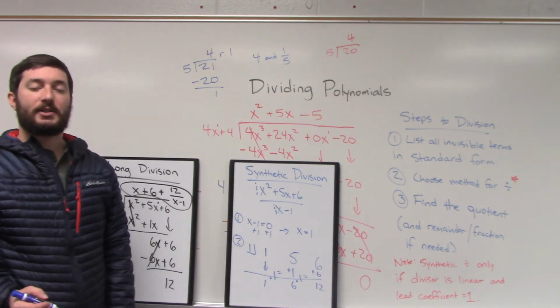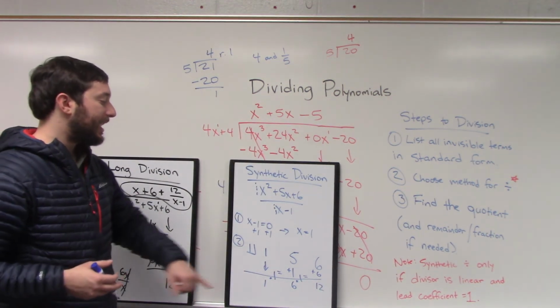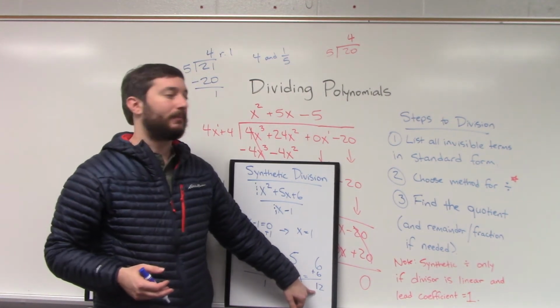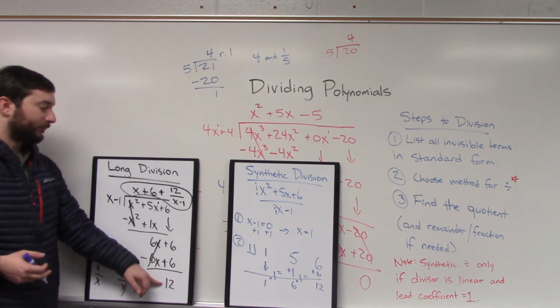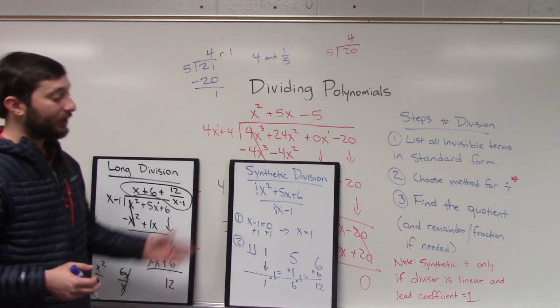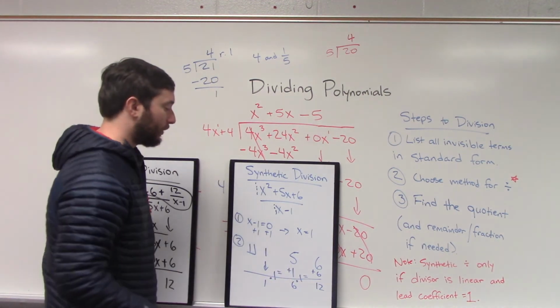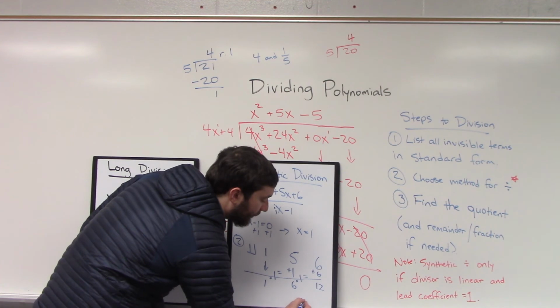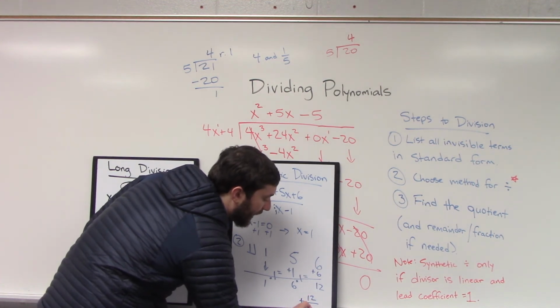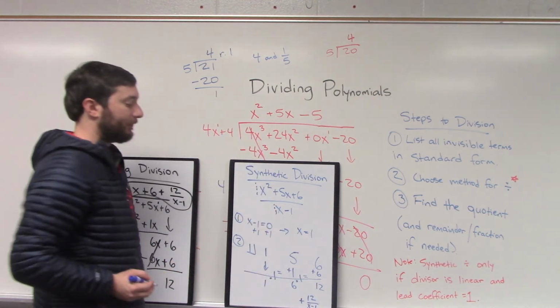And what it turns out to be the case is that this is our remainder for our problem. As we just saw, right? 12 is our remainder. Well, synthetic division confirms that. 12 is going to be our remainder. And we were dividing again by x minus 1.